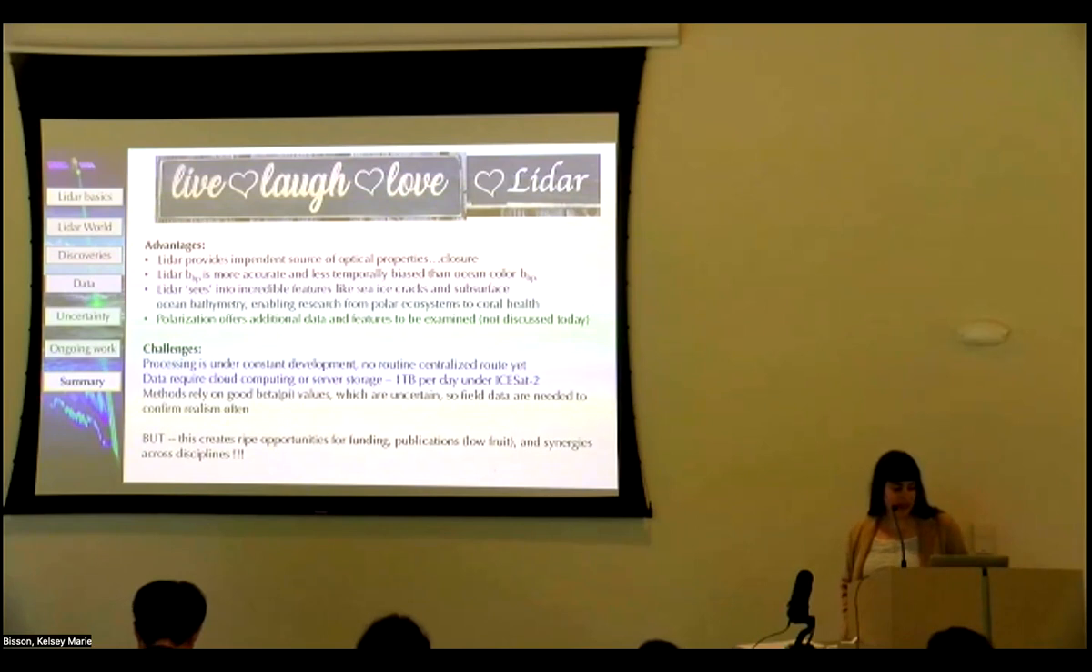I mentioned the uncertainty related to the beta pi values. And again, this is another area that one could do a lot of work on, whether it's just comparing in different places, if it makes sense to use one or the other, or just understanding the uncertainty and communicating that better to people who are using the products.